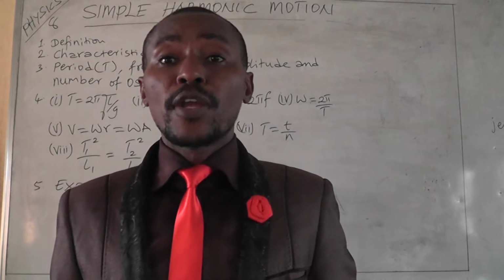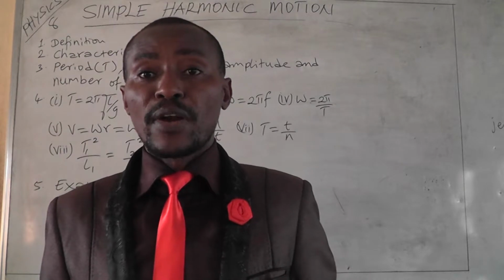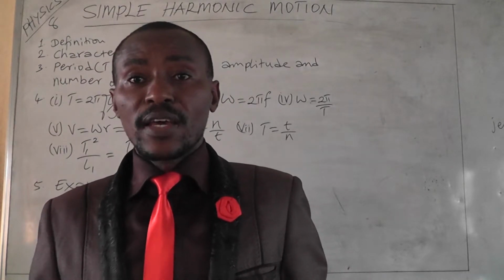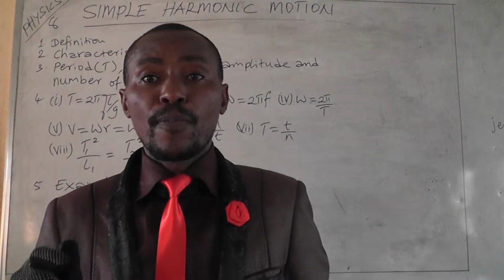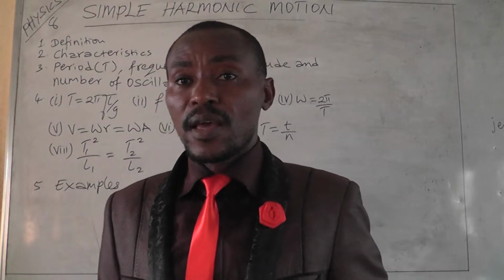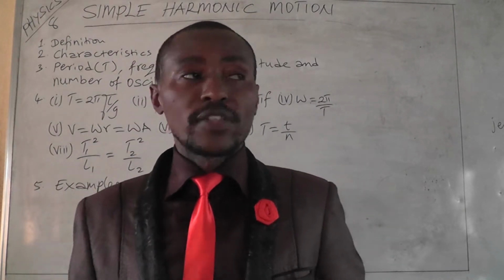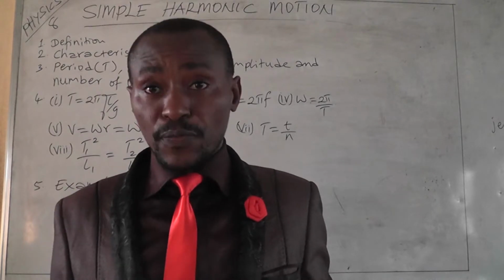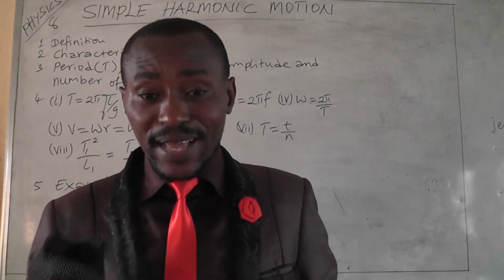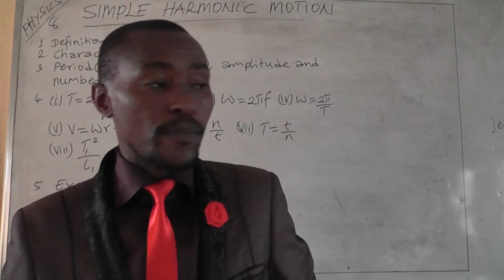Simple harmonic motion is the to and fro movement of an object such that its acceleration is directly proportional to the displacement and it is directed towards a fixed point. When I say fixed point, what do I mean? The center of motion, the equilibrium position.